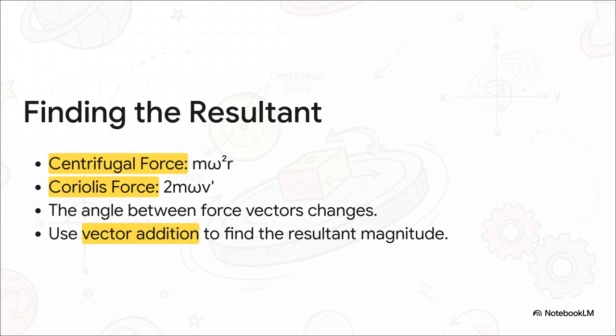So how do we tackle this? We can't just set the magnitudes equal anymore, because now the forces aren't always pointing in opposite directions. The centrifugal force always points radially out from the pivot, but the Coriolis force is always directed toward the center of the disk. This means the angle between these two force vectors is constantly changing as the particle moves. And what do we do when we need to add two vectors that aren't lined up? Yep, we've got to use vector addition, which in this case means using the good old law of cosines.